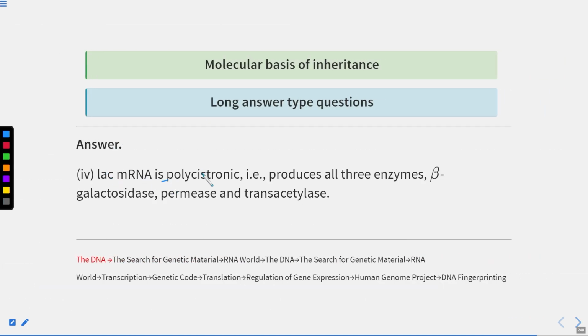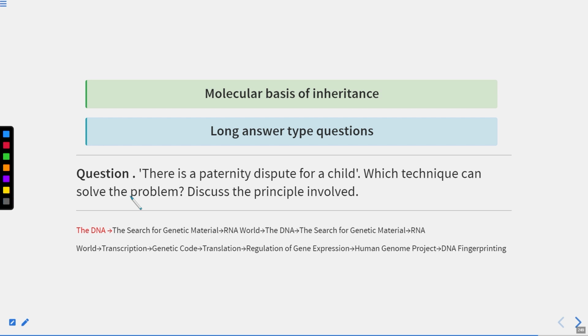Now, we know that the lac mRNA is polycistronic. We already know that it produces all three enzymes: beta-galactosidase, permease, and transacetylase. So here you can see the structural genes are under the control of a single promoter, and this kind of operon produces a polycistronic mRNA. Now, the lac operon is switched on, and all these three enzymes are produced in the presence of lactose. That's why it is known as an inducible system.